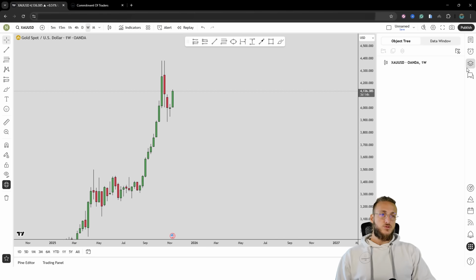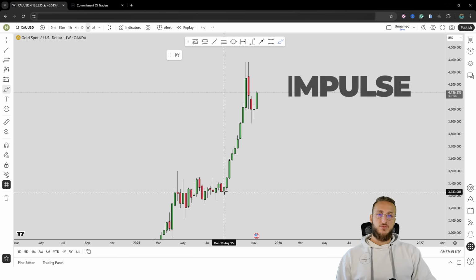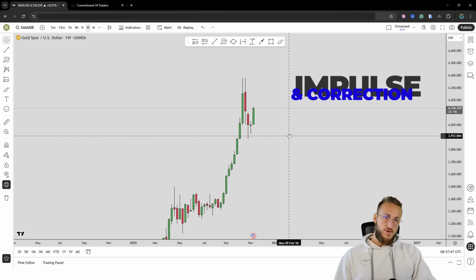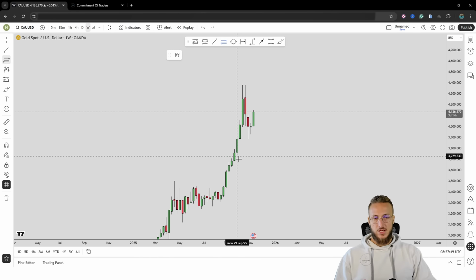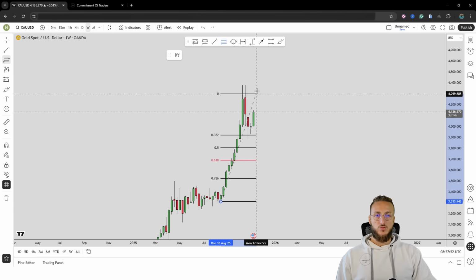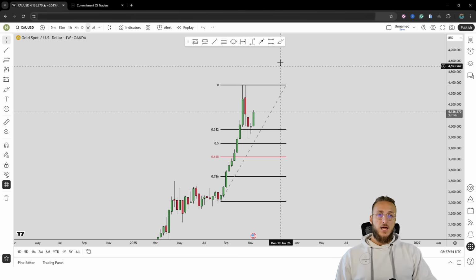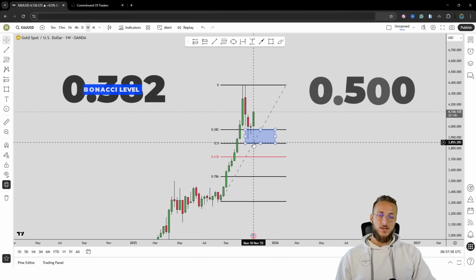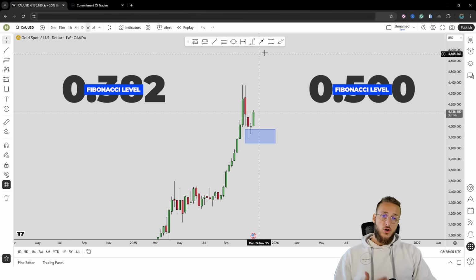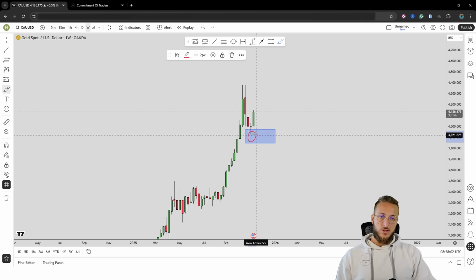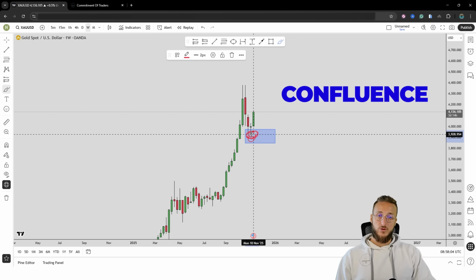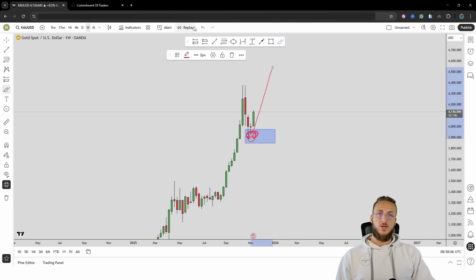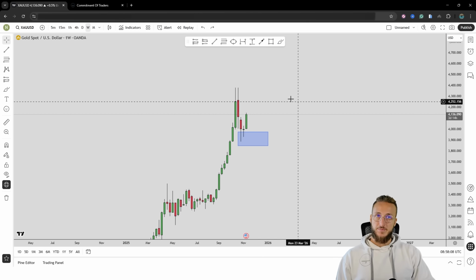Now, as we have an impulse and correction, if you want to measure the correction after the impulse, you have to take your Fibonacci from the low to the high of the impulse leg. And what we can notice is that we had a correction to the 0.32 and 50% retracements, which create a strong level of confluence of support from which there is good probability of seeing a potential rejection to the upside.